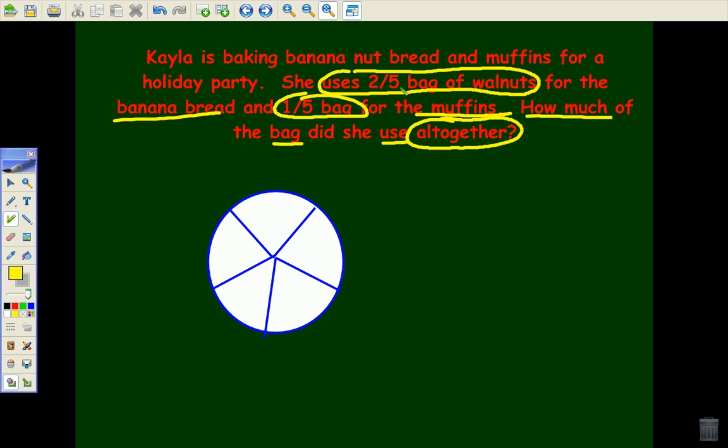So we know that she used 2/5 bag of walnuts for the banana bread, so I'm going to color in 2 of these. And 1/5 bag for the muffins. So just looking at this, we can see how many she used altogether. She used 3 parts of a bag that we divided into fifths. So she used 3/5. So that's using the visual, but I'm going to show you how simple it is to add fractions when they have the same denominator.